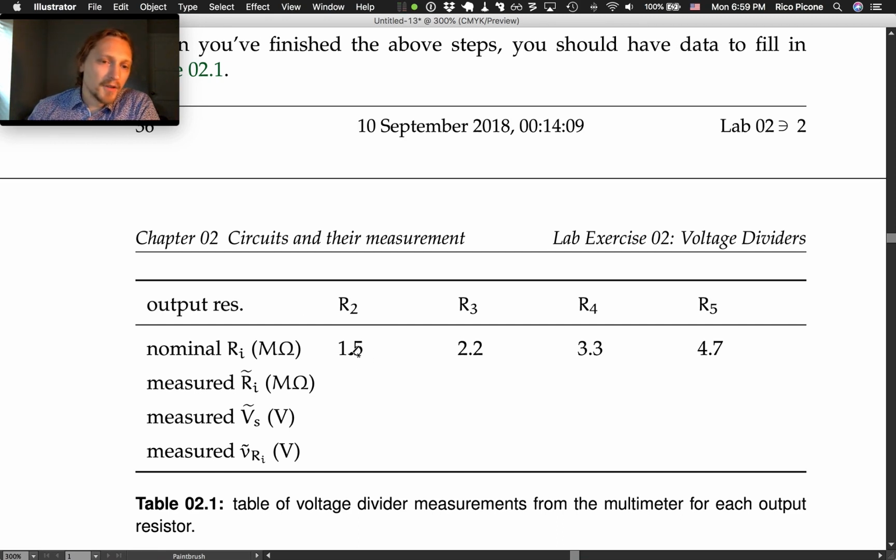So you need to measure it and for your theoretical predictions to be correct, you need to use these measured values. Okay, so if you're using the nominal 1.5, it's going to be wrong. Your prediction will be wrong, mostly because you didn't use the actual resistance of the resistors that you were using. So that's important.